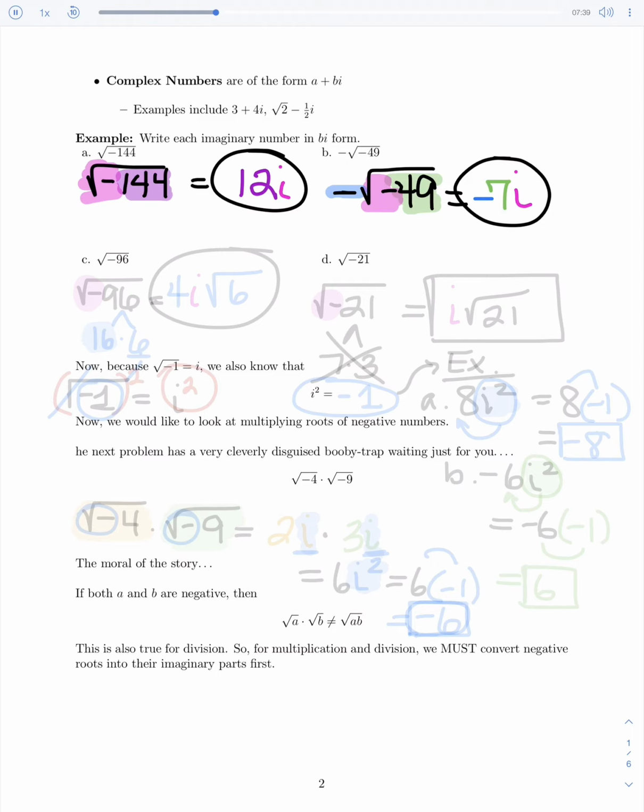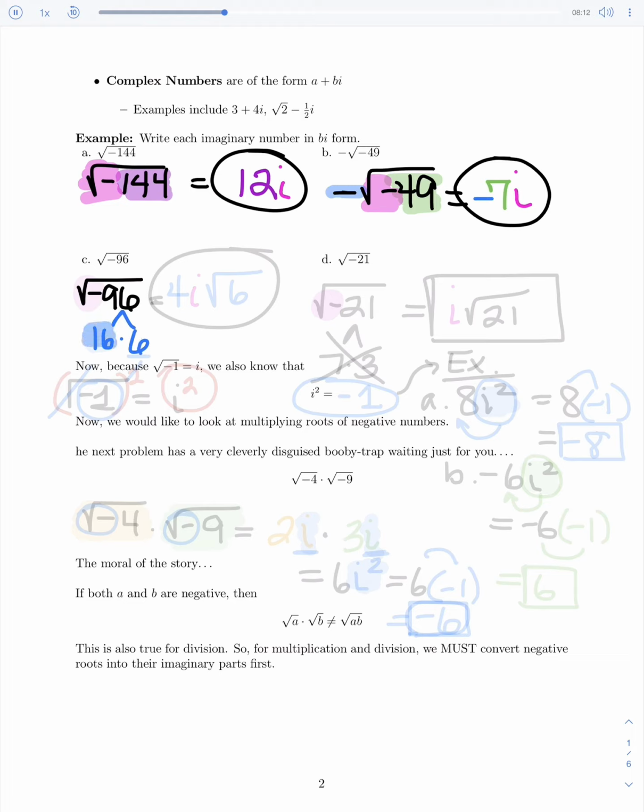Let's look at problem C. In problem C, we have the negative square root of 96. And so the question, just like any square root, is can it be reduced? Can you break down 96 into something that you can take the square root of? Well, the answer is yes. The 96 breaks down into 16 times 6.